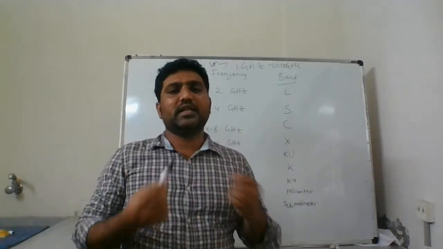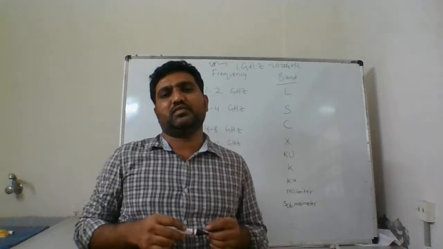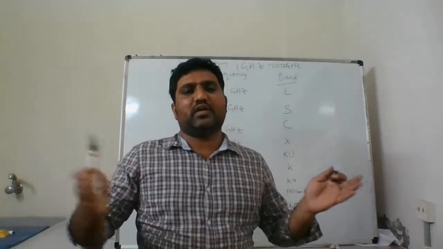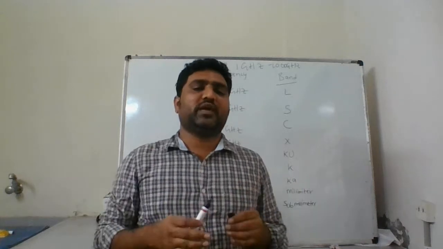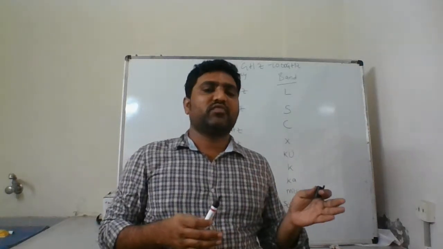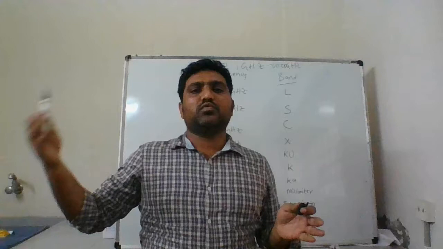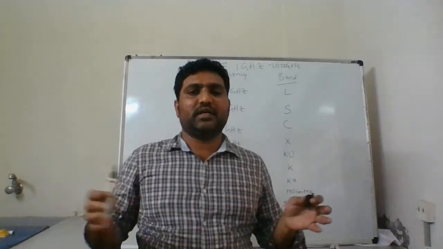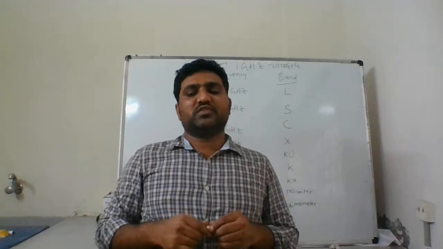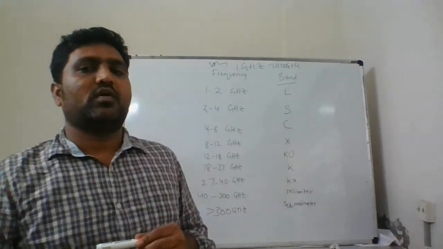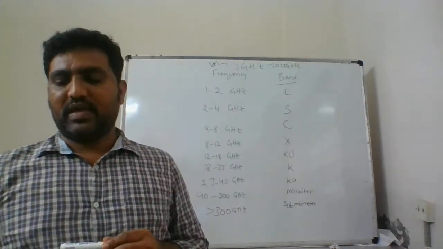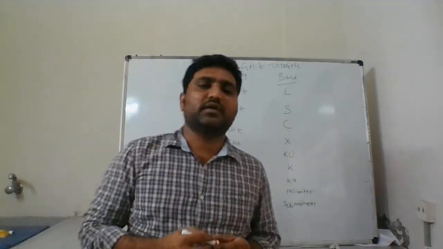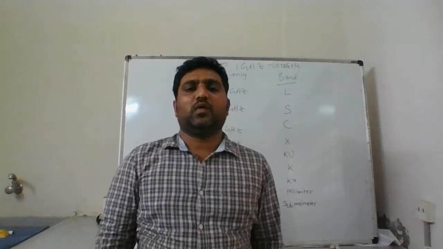So it is basically an electromagnetic wave. We know that electromagnetic waves are of different types, with a broad spectrum starting from 1 hertz to 10 power 20 hertz. Out of these, one particular type is the microwave signals, ranging from 1 gigahertz to 1000 gigahertz.